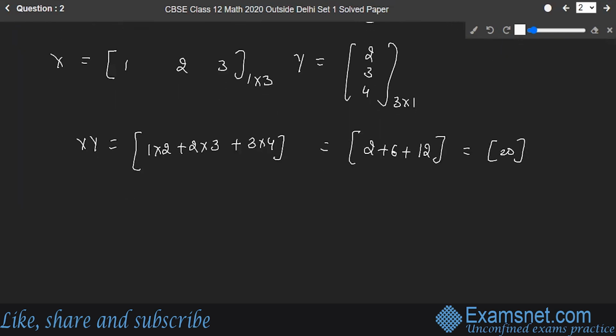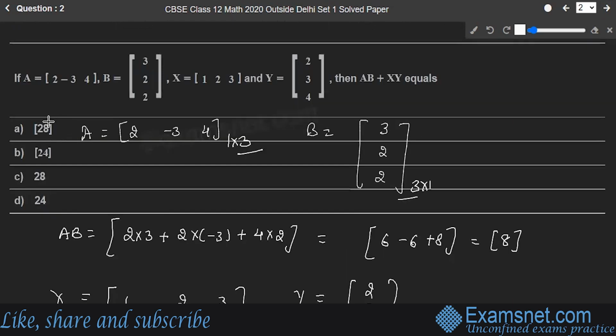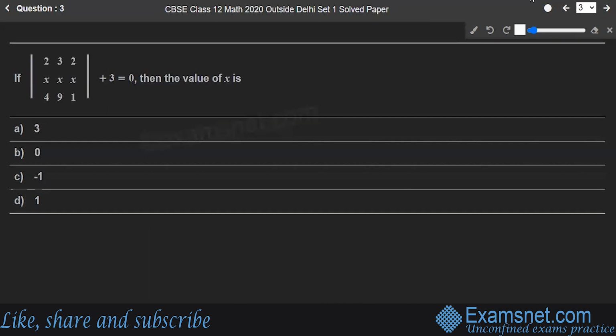And you have to find out AB plus XY. That is 8 plus 20, which gives you 28. So this makes your option A the correct answer. Hope you understood that. Let's move to the next question.